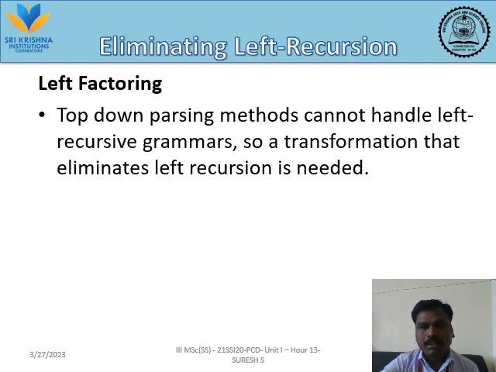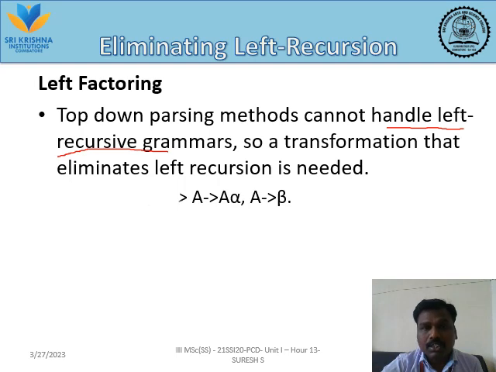The top-down parsing method cannot handle left recursive grammar. Please note down here, the top-down parsers cannot handle, in the sense that the parser may not work when we have left recursive grammar. Not may not, it won't work, because it won't reach the symbols that we are supposed to reach. So the transformation that eliminates left recursion is needed.